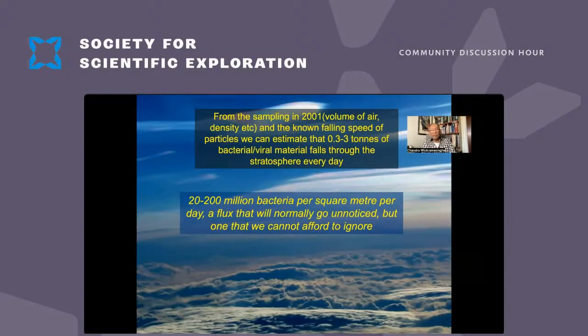The Earth is full of bacteria from all sources. But the 20 to 200 million bacteria per square meter a day from space is an amount that we cannot afford to ignore. And yet, science has ignored it to the present time.